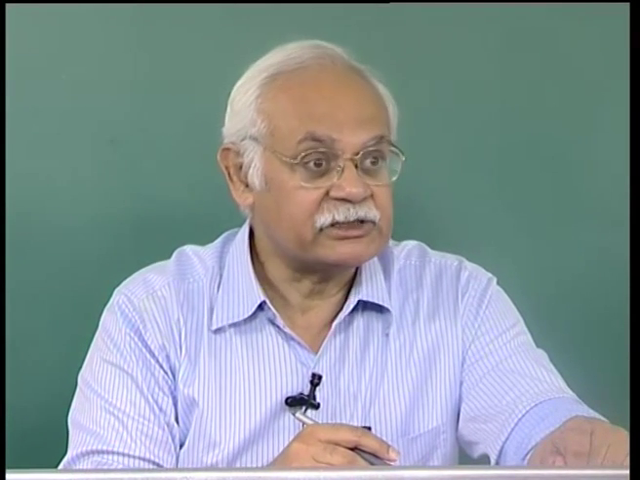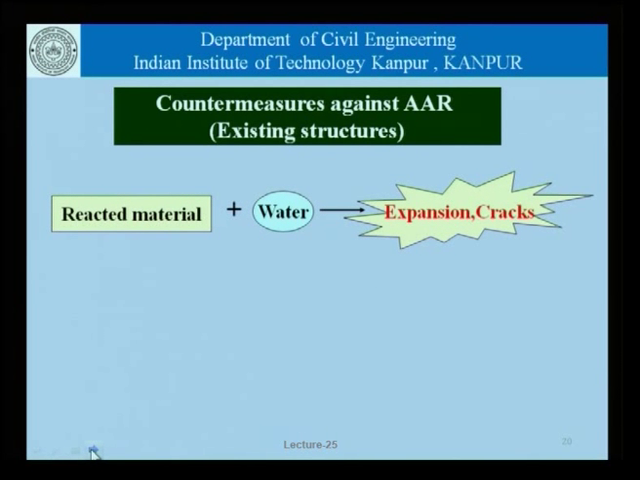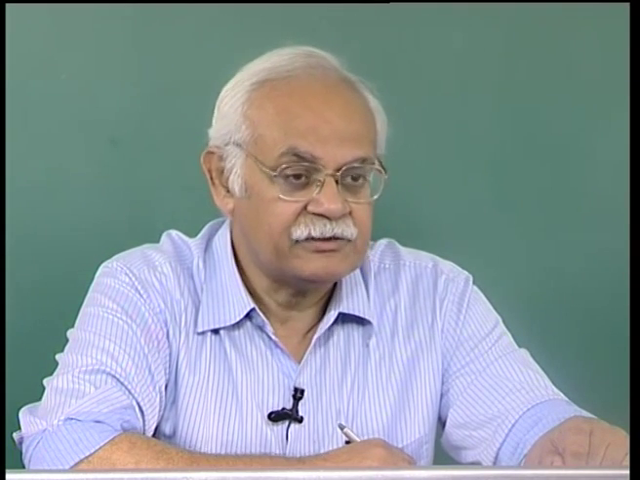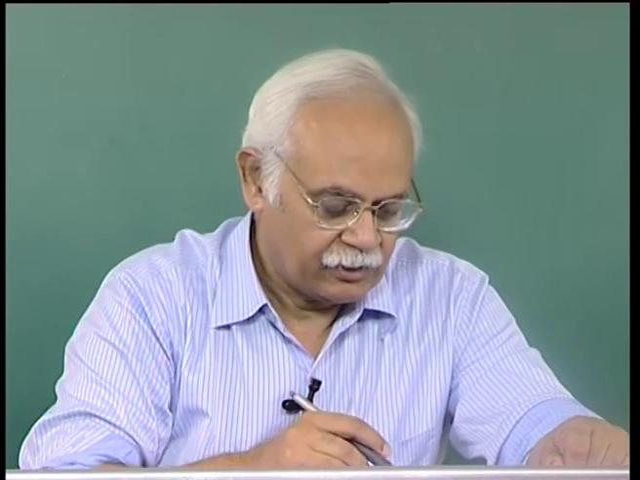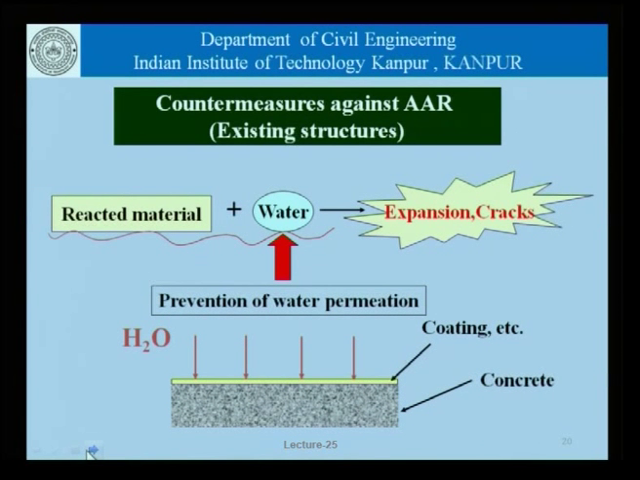Now, coming to the countermeasures against alkali aggregate reaction in existing structures, all that we can do is to try and control this part, because the reacted material is already within the concrete. The potential to form reacted material is already within the concrete. We cannot change the aggregates there, we cannot remove the alkali within the concrete, and therefore, all that we can do is prevent water permeation, and that we can try to do by applying a coating on the concrete surface, and that is an option which is available even in fresh construction.